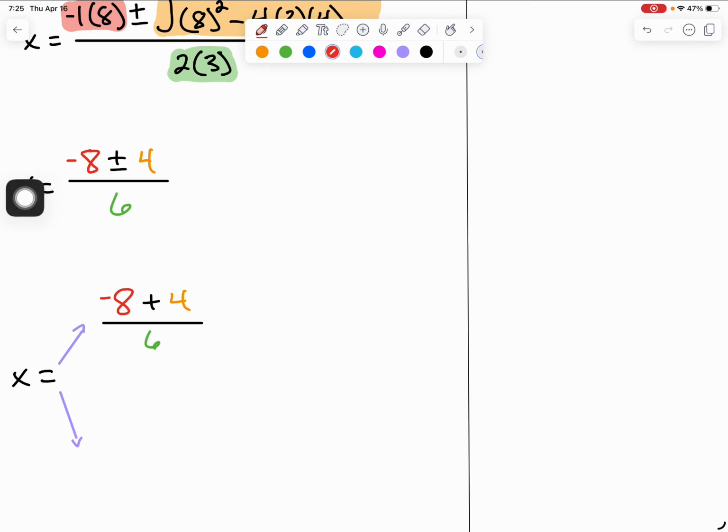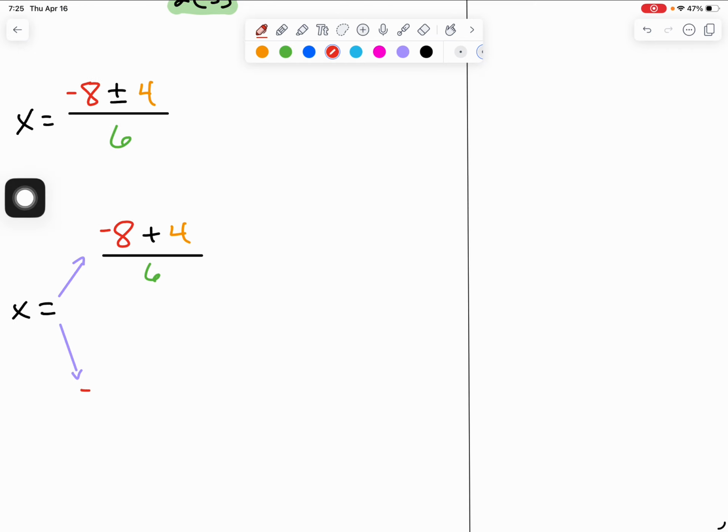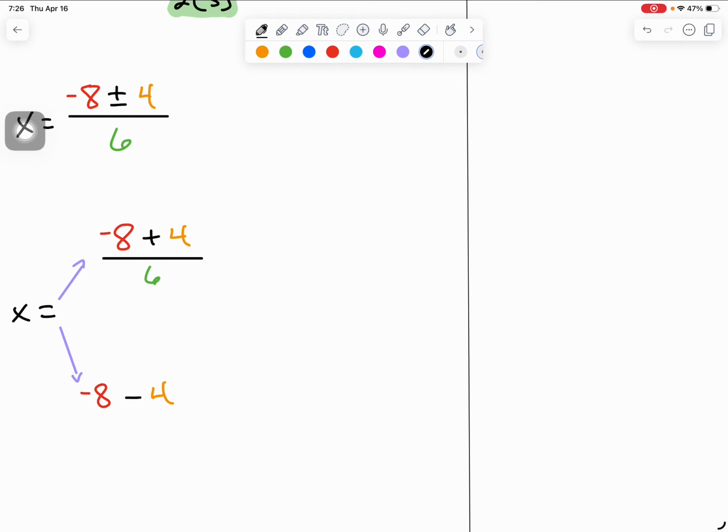Then we'll take this -8 again. But instead of the +4, we'll do -4. And let's set that over the 6. We now have our dual equations. -8 plus 4. Great job, is -4. Set that over the 6.